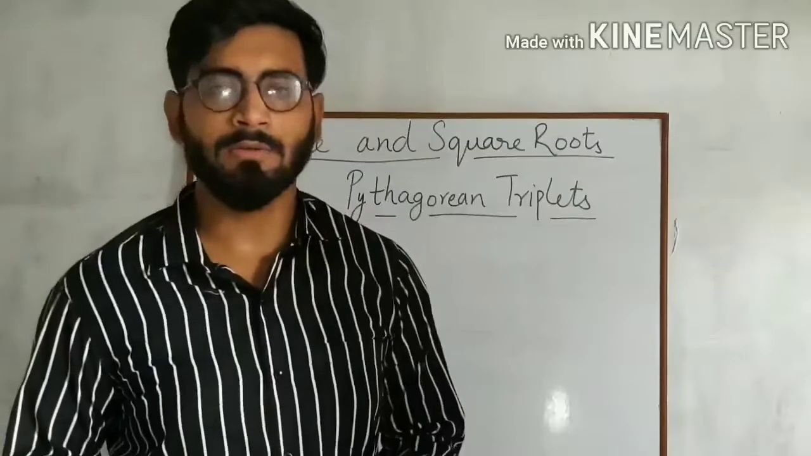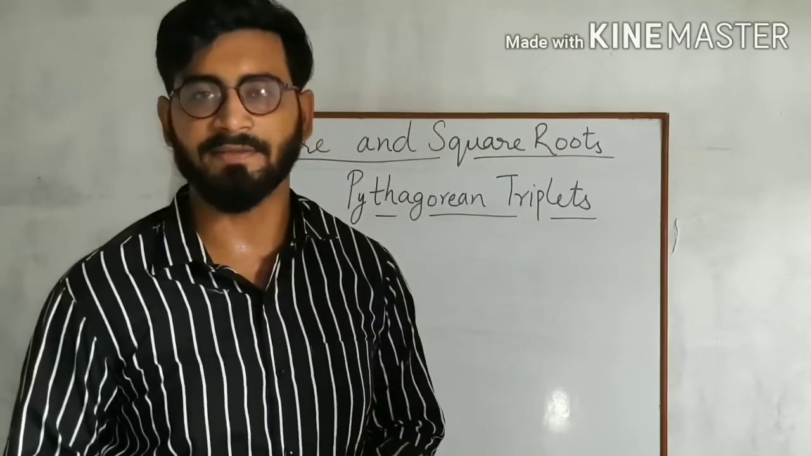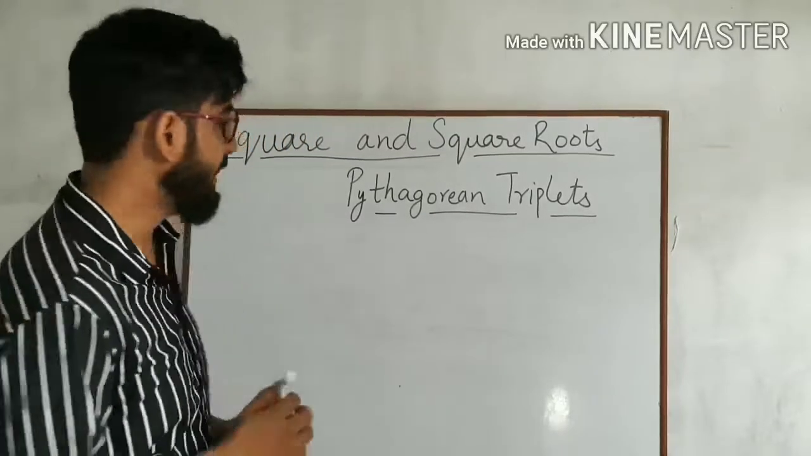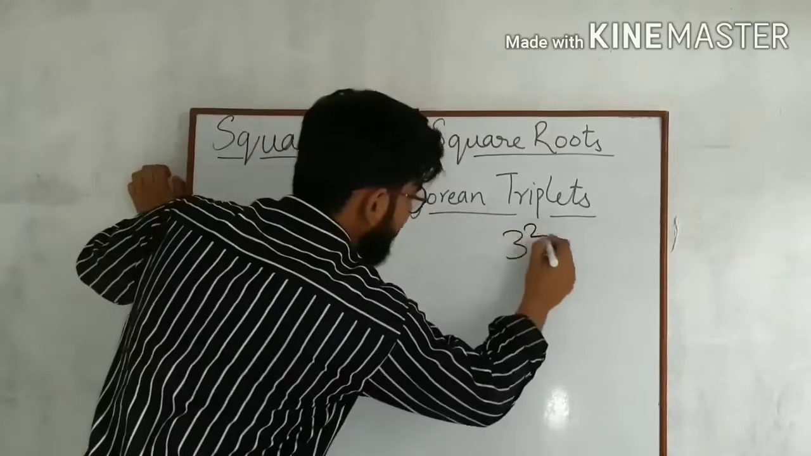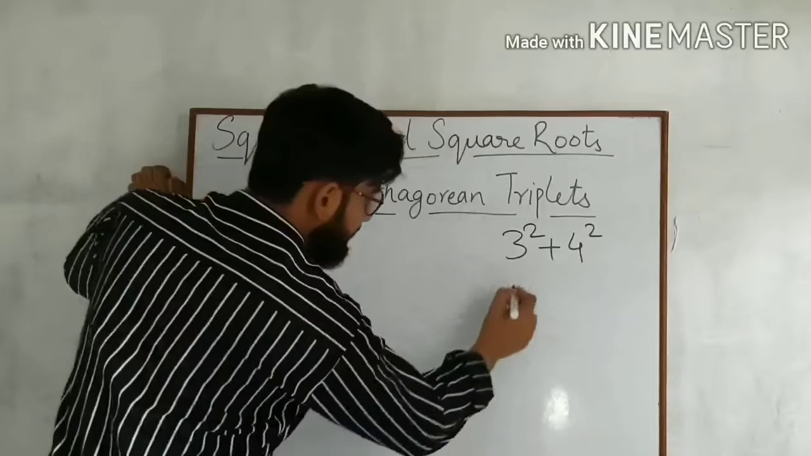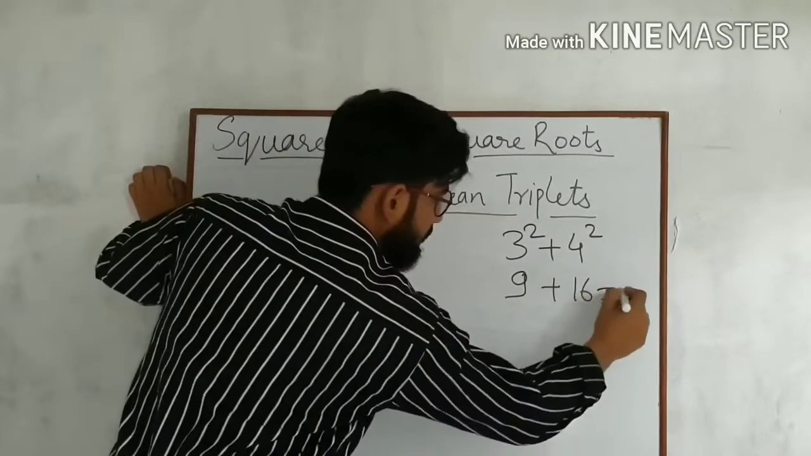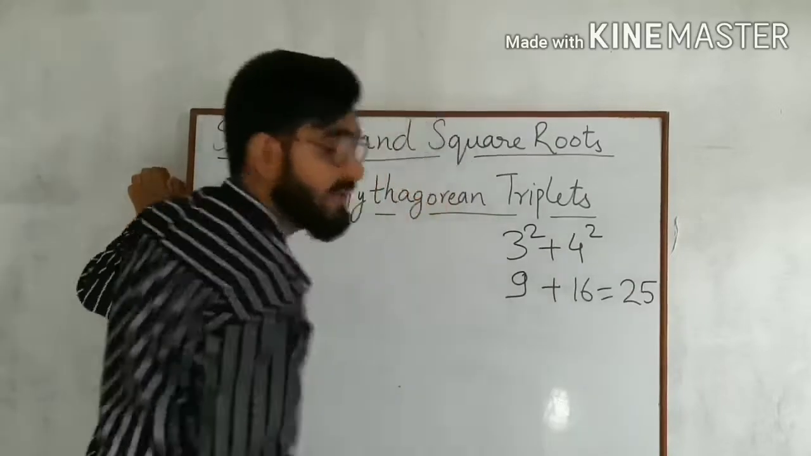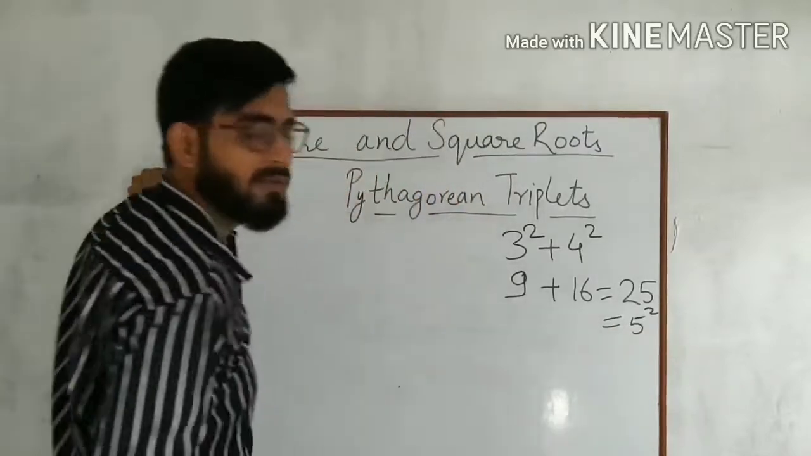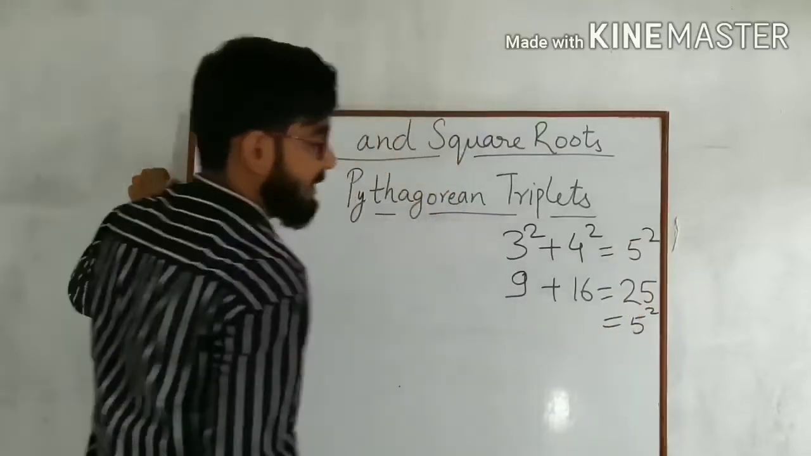Okay? So now we are going to discuss a new topic, that is Pythagorean triplets. So what is a Pythagorean triplet? If we take 3 square plus 4 square, we know the square of 3 is 9 and the square of 4 is 16. If you add these two, you will get 25, and 25 is the square of 5. So what you get is 3 square plus 4 square is equal to 5 square.